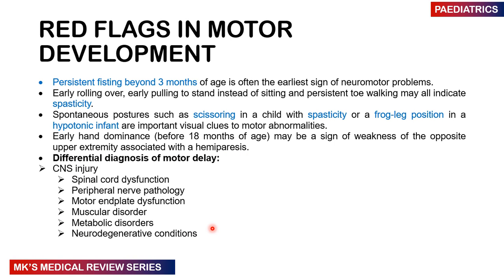Then what are some red flags in motor development? So if there is fisting of the hands beyond 3 months, that is a very big problem. That's the earliest sign that you may get of a neuromotor problem. Early rolling over, early pulling to stand instead of sitting, or persistent toe walking may actually indicate that this child may have spasticity. Then of course, certain postures like scissoring in a child with spasticity or a frog leg position in a hypotonic infant, these are usually clues to motor abnormalities. Then of course, early dominance before 18 months, where the child is just using one arm, may be a sign of weakness of the opposite side and upper extremity associated with hemiparesis.